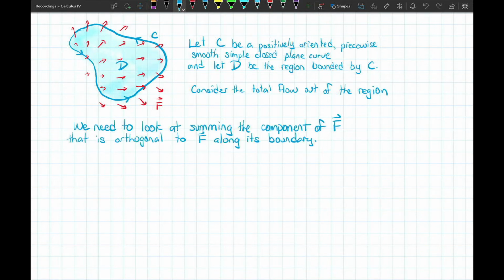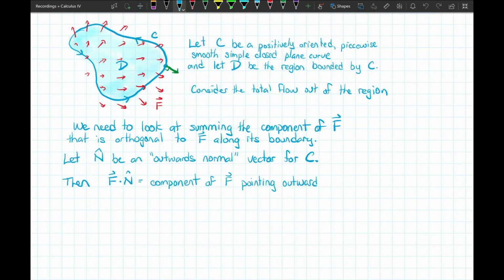In order to simply consider the orthogonal component of F, what we'll need to do is establish some sort of normal vector for the curve at any point along the boundary. We're probably also going to want this normal vector to be pointing outwards if we're considering flow out of the region as being positive. If n is a normal vector that is always pointing outward, then we can simply get the orthogonal component by taking F dot n.